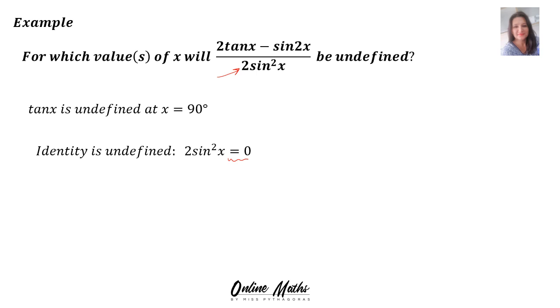So the first thing I'm going to do here is divide by 2, and I end with sin squared x is equal to 0. And then to get rid of the square, I take the square root. And then now I've got sin x is 0. And where is sin x 0? Sin x is 0 and the expression is undefined at x is equal to 0 or at 180 degrees, and where that tan x was, x is equal to 90 degrees.